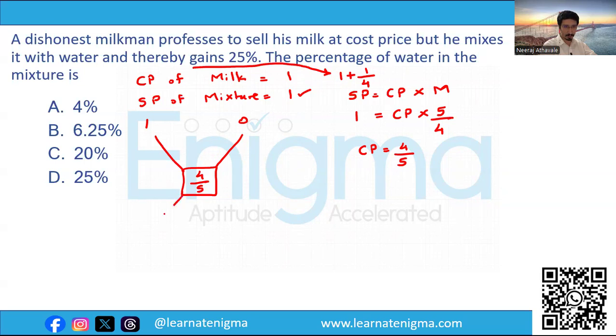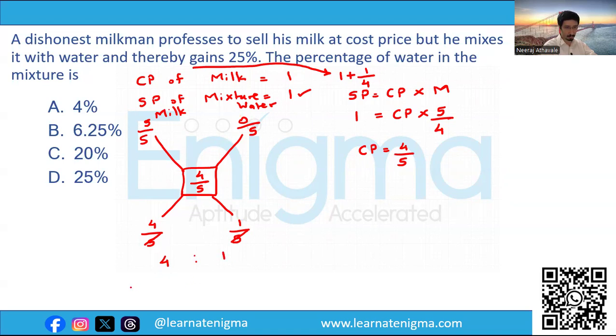So for easier cross subtraction, I'll write down here 0 as 0 upon 5 and 1 as 5 upon 5. Okay. So now cross subtraction, 4 minus 0, that is 4 upon 5. 5 minus 4, that is 1 upon 5. So now here we have milk and here we have water. Okay. So milk to water ratio becomes 4:1.